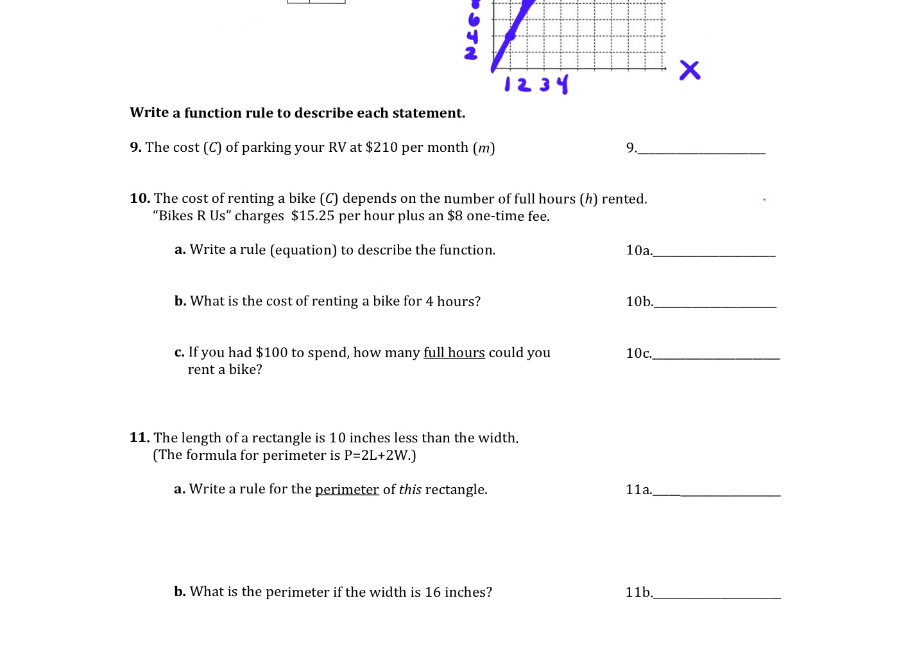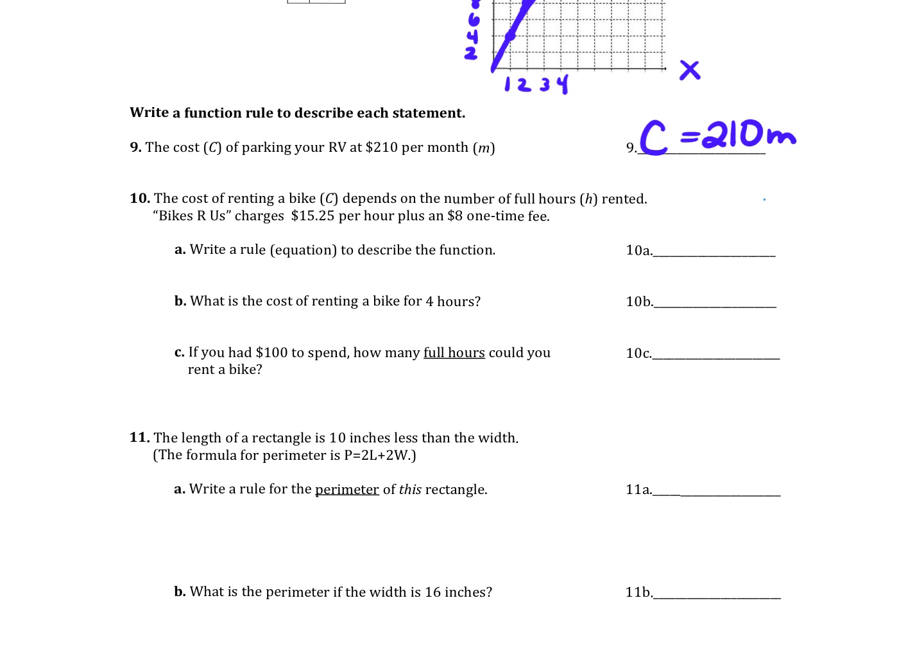All right, write a function rule to describe each statement. It says the cost C of parking your RV at $210 per month. What equation can you write from that? Cost C equals 210 times M, times the number of months, right?